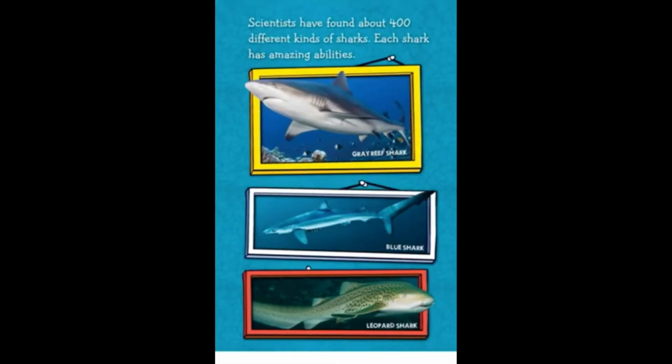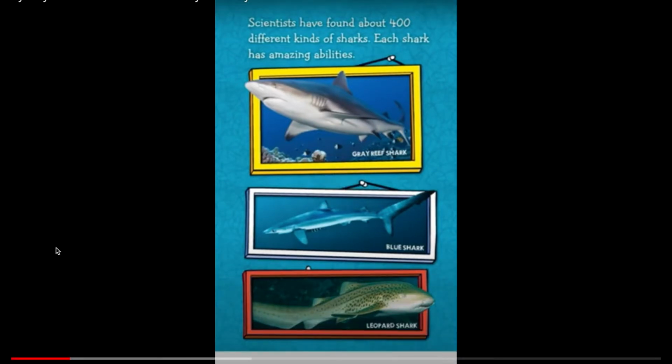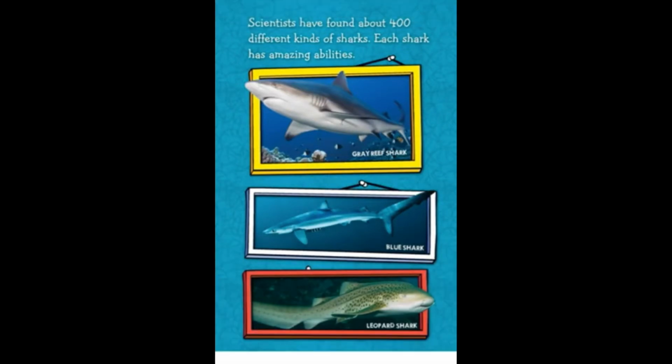Scientists have found about 400 different kinds of sharks. Each shark has amazing abilities. And we can see a gray reef shark. See, I didn't know that was a shark. A blue shark and a leopard shark. So right now I know that I can add, there are 400 different kinds of sharks onto my chart. Let's keep reading to find out more. And maybe you already knew that information, which is awesome too.